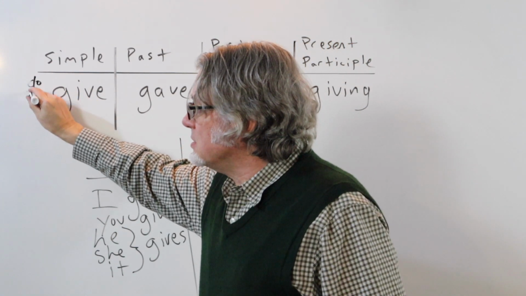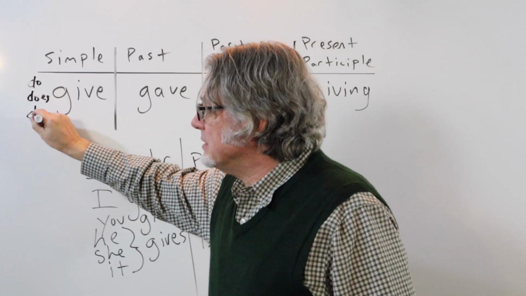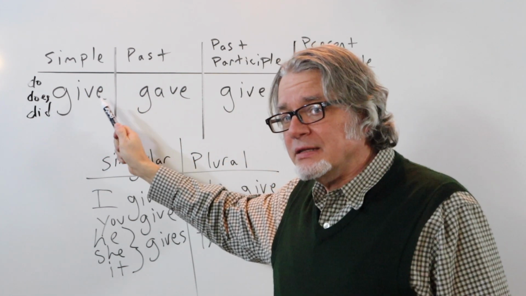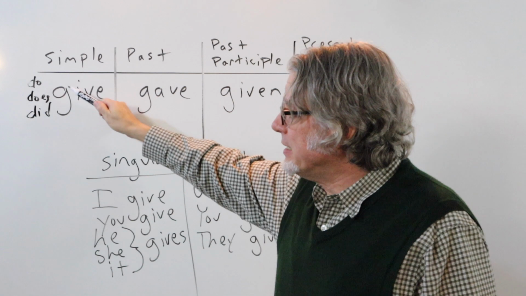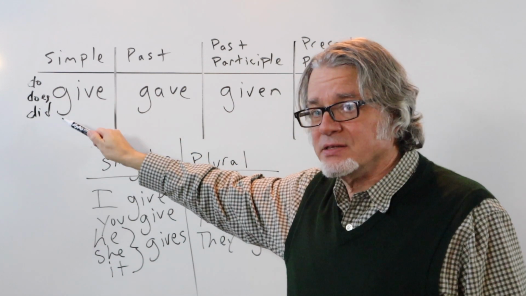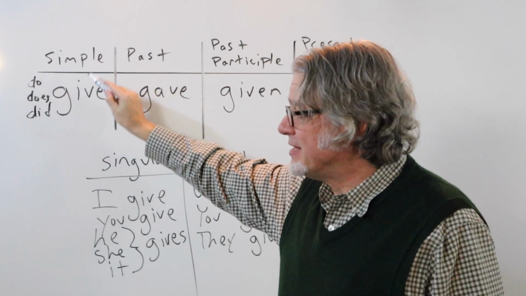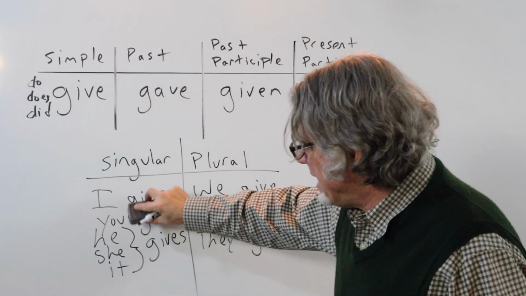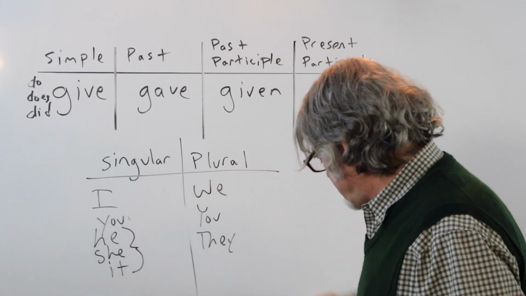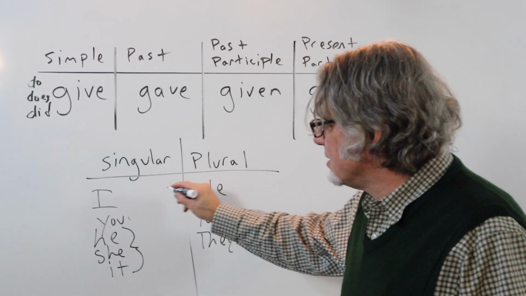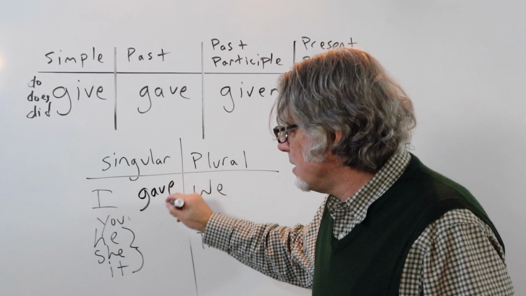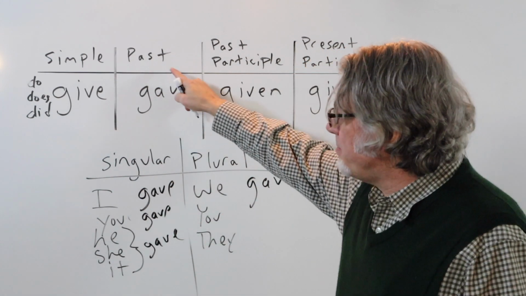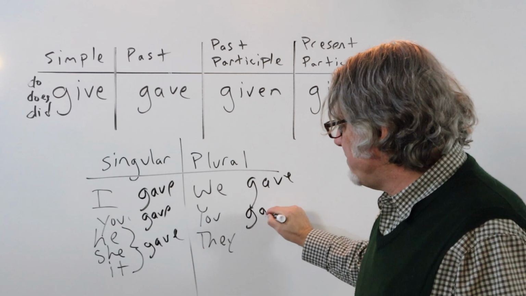Do, does, or did are used when making the negative or a question in the present tense or the past tense. In that case, you're using the simple form. If I put this into the past tense, the main verb is gave. In this case, I am using the past tense form of the verb.